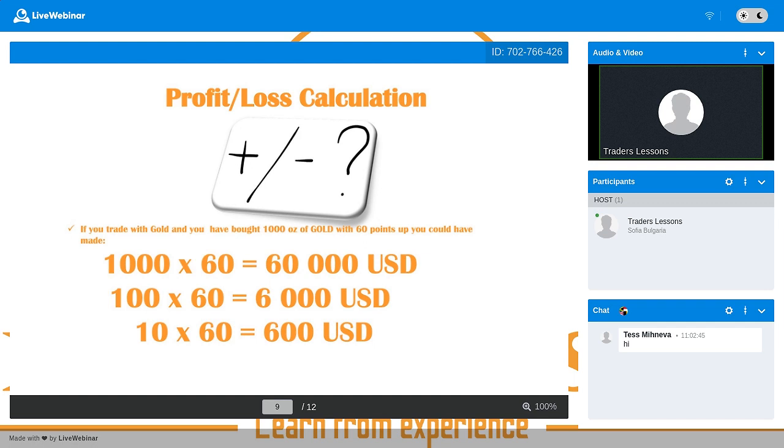Here on the slide, I have shown it already. It was a $60 movement in the price of gold last week after the interest rate decision that was announced in the United States. Another topic that most probably we'll cover in our next webinars. But the main point here is this: if you trade gold and you have bought 1000 ounces of gold, with 60 points of movement upwards last week, you could have made 1000, which is the size of the position, multiplied by 60 points, $60 up for the gold, which is 1000 times 60, which is $60,000.